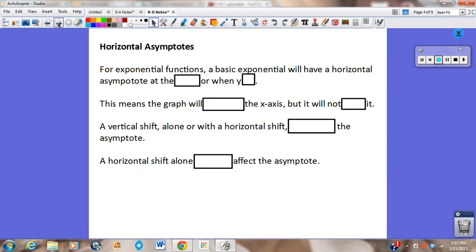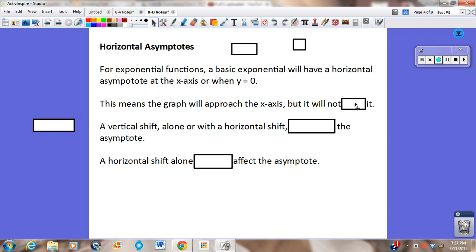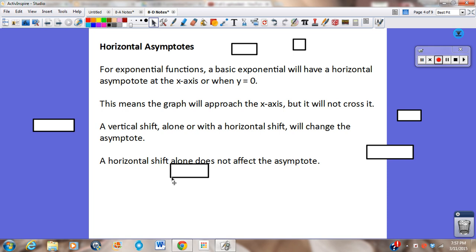All right. Now, a few more notes. For exponential functions, a basic exponential will have the horizontal asymptote at the x-axis or when y equals 0. This means the graph will approach the x-axis, but it will not cross it. A vertical shift alone or with a horizontal shift will change the asymptote, and a horizontal shift alone does not affect the asymptote. So, just stuff you need to know.